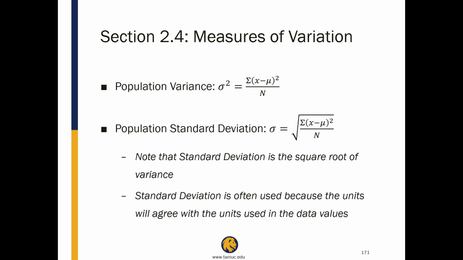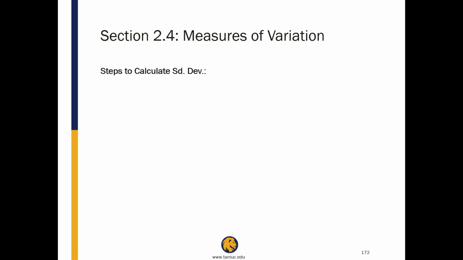And standard deviation is really the one we're most often going to use because the units that we get out will agree with the units that we see in the data values. Variance is not the same because it's squared, so it'd be squared units. Standard deviation would actually be in the regular data units that we started with. So let's talk about it step by step in the individual parts that go into this formula for standard deviation.